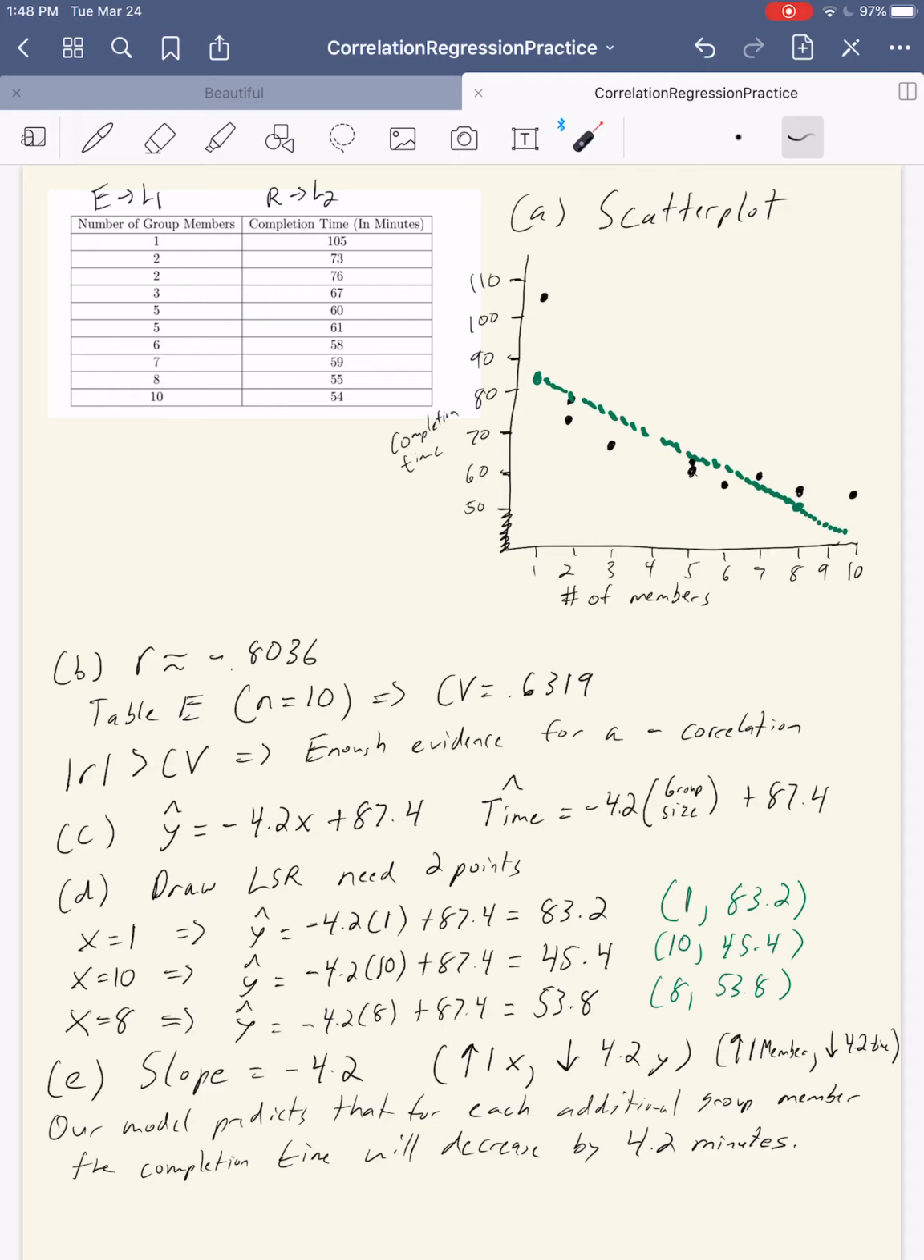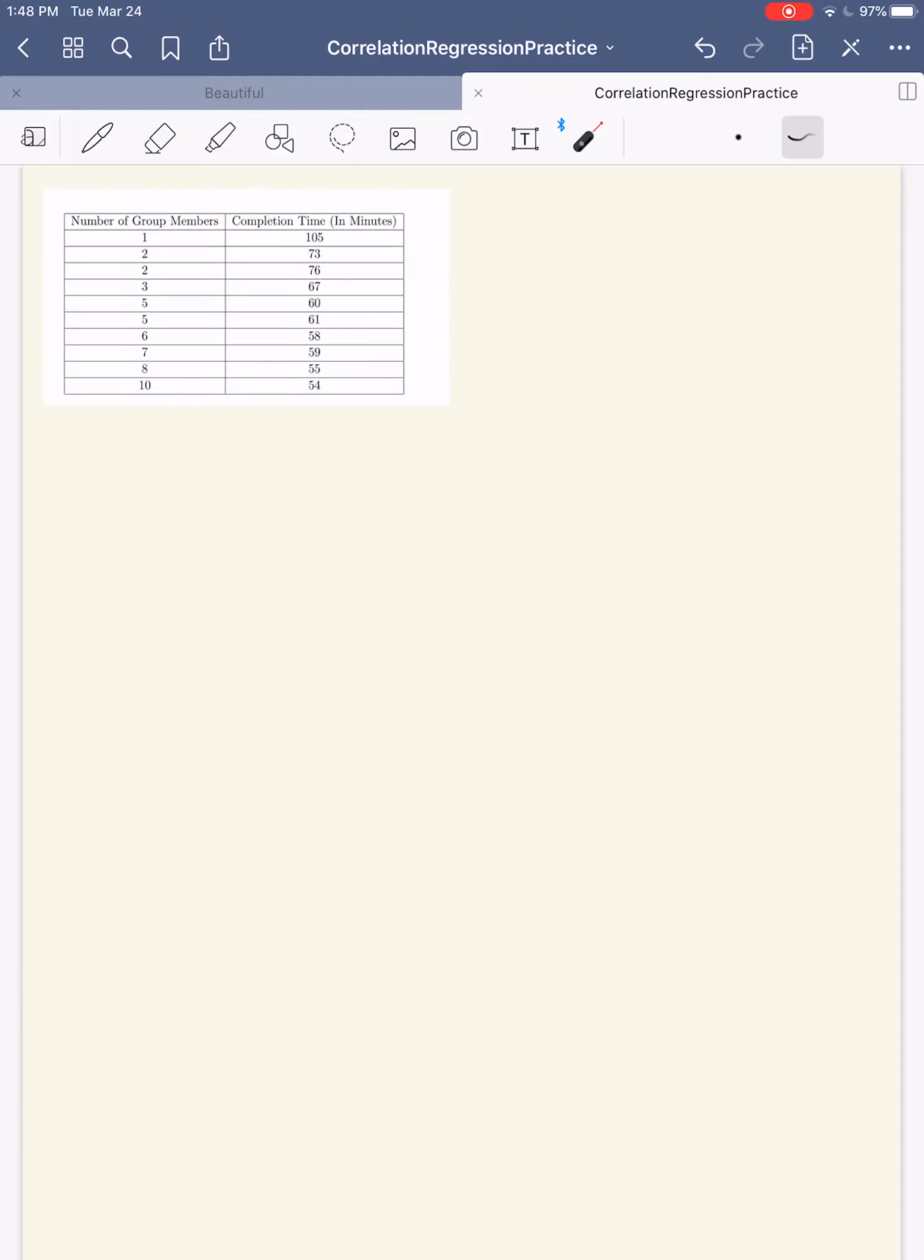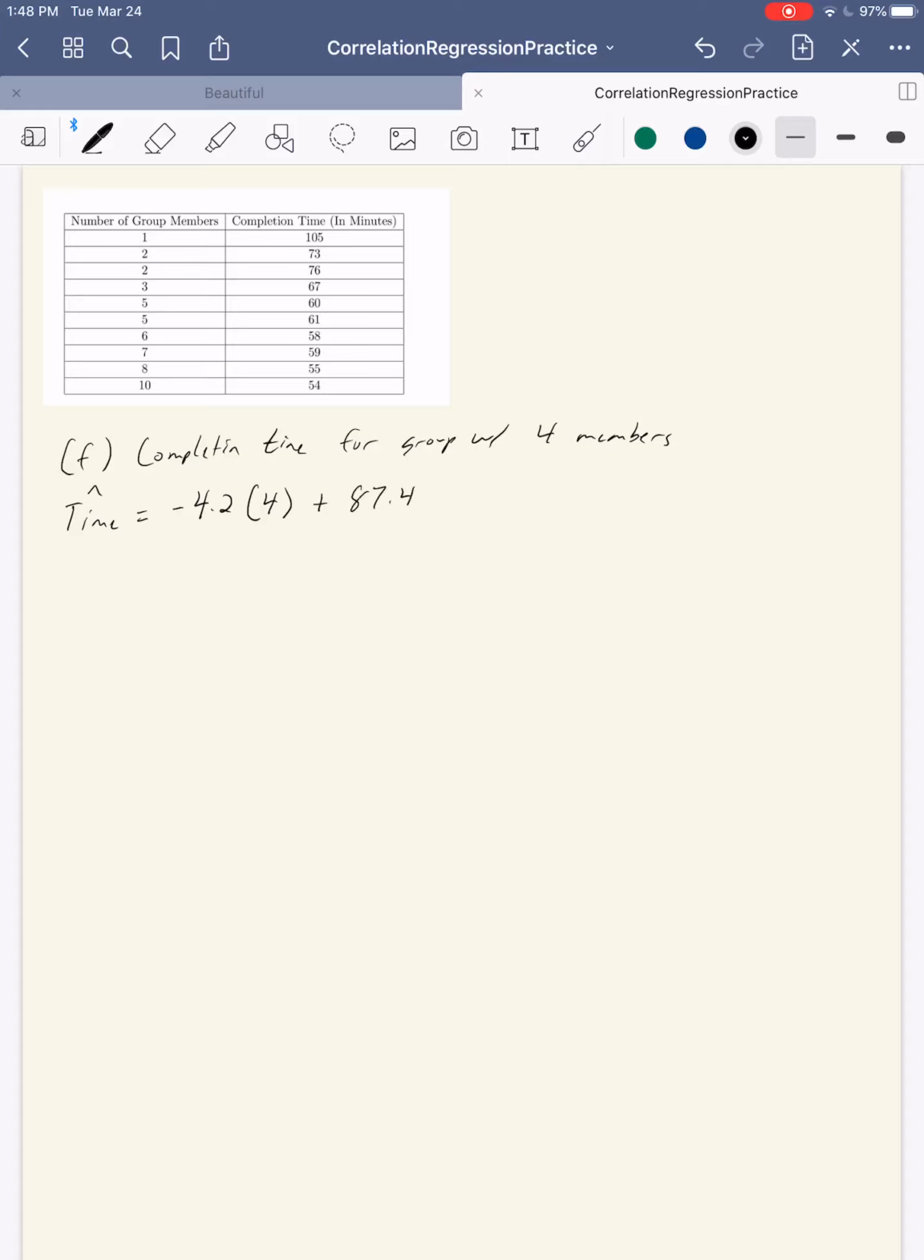All right, we wanted to make one prediction, and we'll do that on the next sheet here. So for F, we wanted the completion time for a group with 4 members. Since this was a prediction, we're just going to plug in. That time is predicted to be negative 4.2 times the group size, which in this case is 4, plus that 87.4. We can calculate that, and you should get 70.6.